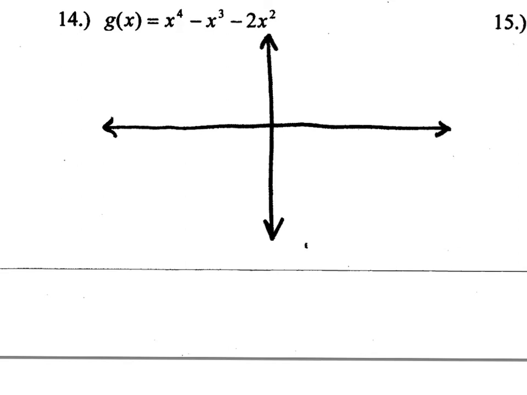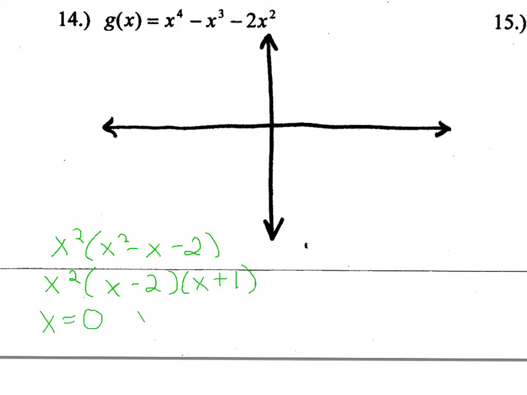In number 14, we want to graph the polynomial, but in order to do that, we need to find its zeros first. So first I'm going to factor out an x squared. So I have x squared times x squared minus x minus 2. And then I can factor more. So I have an x minus 2 and an x plus 1. So I know that I'll have zeros at x equals 0, x equals 2, and x equals negative 1. And since the x was squared, I know that x equals 0 will have a multiplicity of 2.